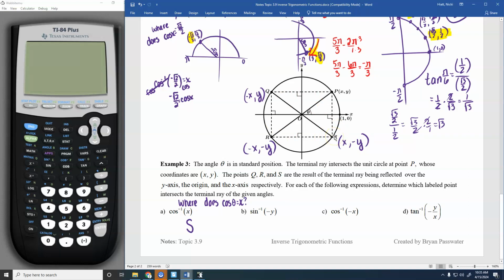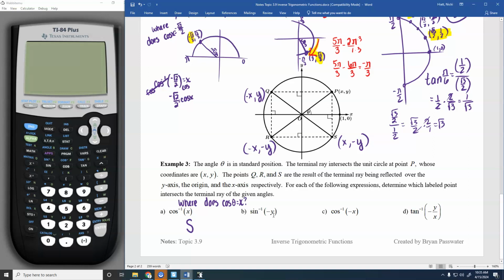What about inverse sine of y? Or, I'm sorry. Actually, hold on. Oh, it's just asking for where we intersect. If it was asking for an angle, we'd have to have a negative angle right there. But it just asks us what point we're intersecting at. So, it's fine. Inverse sine of negative y.